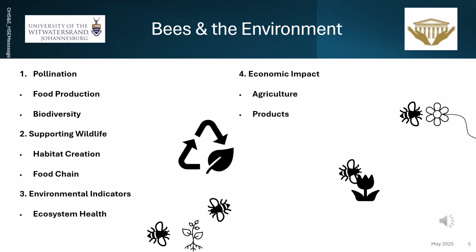Environmental indicators. Ecosystem health. Bees are sensitive to change in the environment, so their presence and health can indicate the overall health of an ecosystem. A decline in bee population can signal problems in pollination and habitat loss.